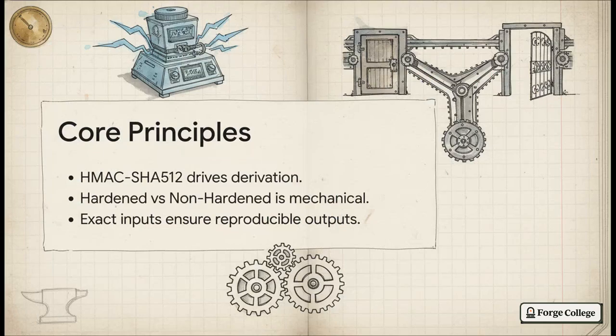Let's just do a really rapid recap of the 3 core principles we've covered today. Number 1, the HMAC-SHA512 crypto blender drives every single derivation step. Number 2, the difference between hardened and non-hardened is literally just a mechanical difference in what data we input. And number 3, exact inputs guarantee 100% reproducible outputs.